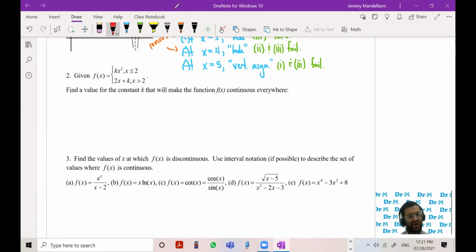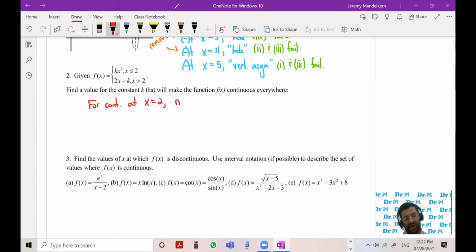In this case, the function is behaving like a parabola when x is less than or equal to 2. Parabolas are polynomial functions. They are continuous on their domains. And it's behaving like a linear function when x is greater than 2, also a polynomial function, so continuous on its domain. So the only question is, when the behavior changes at x equal to 2, do we have a jump? Is there some sort of hole? What's going on?